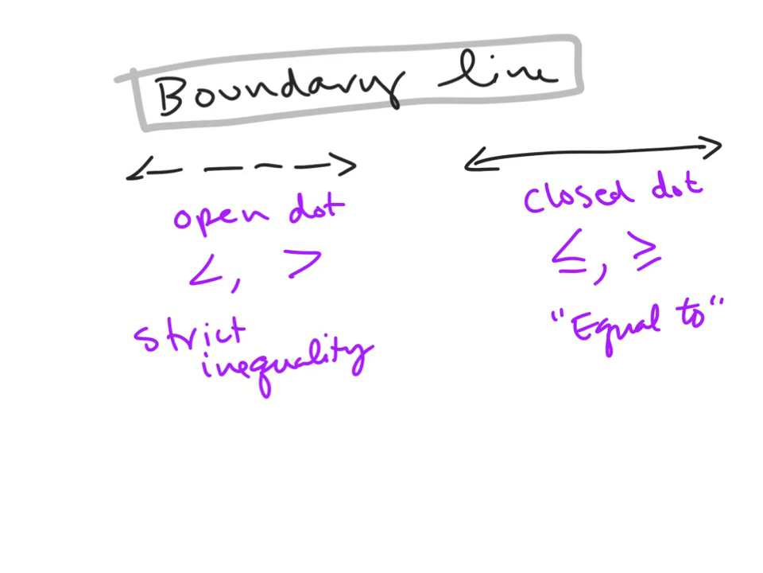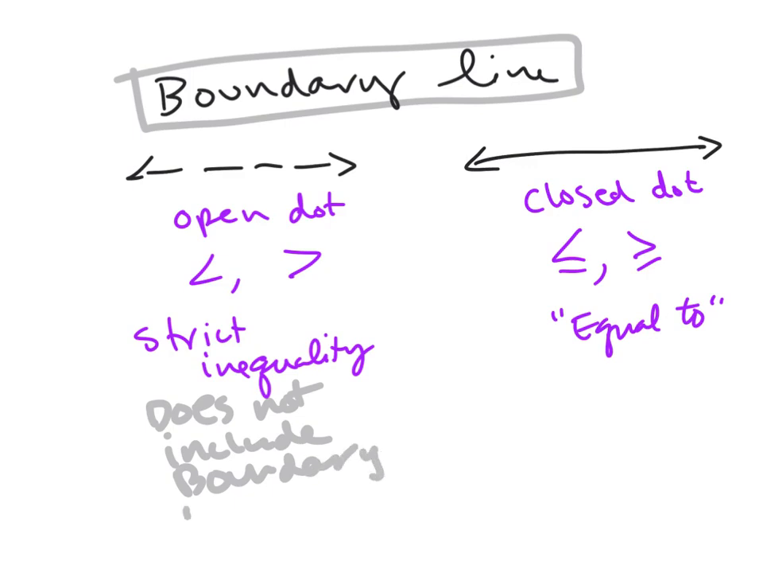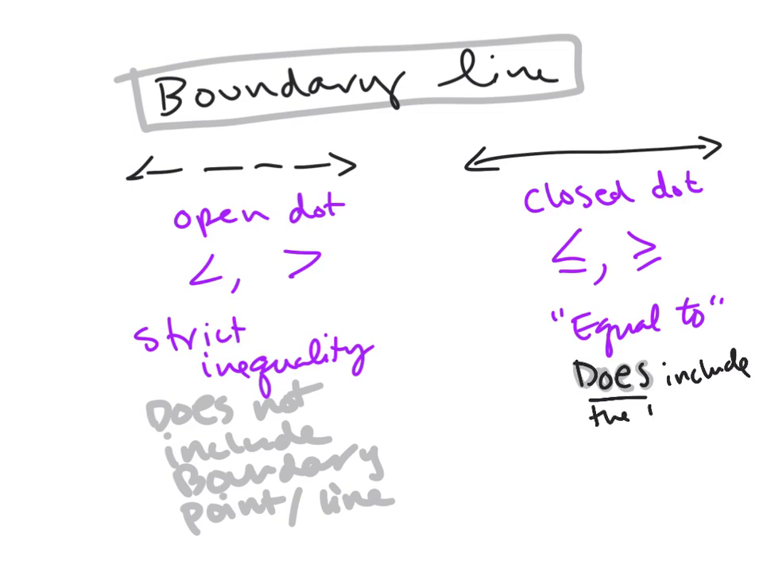So I'm going to say something like, does not include the boundary point or line. Then I'm going to say does include the boundary point or line. Let me switch to a pen because I'm going to run out of space.